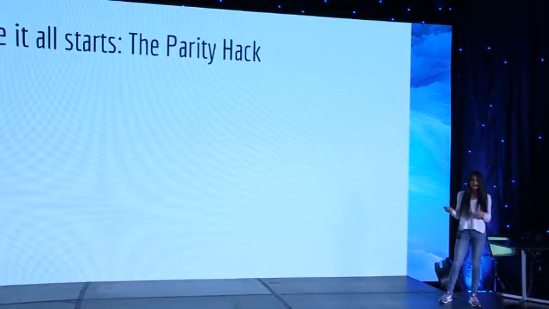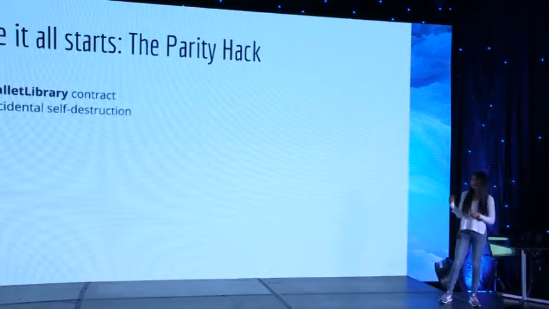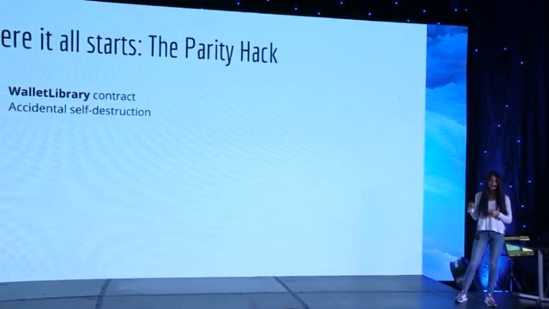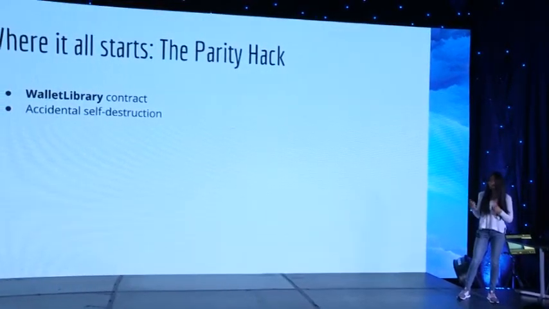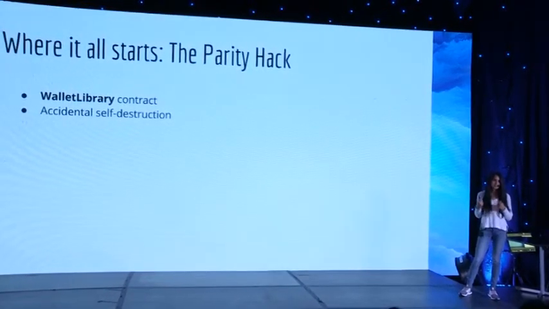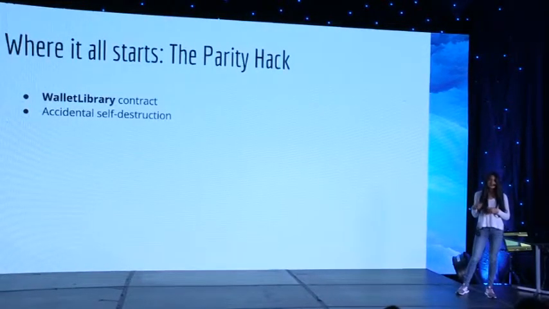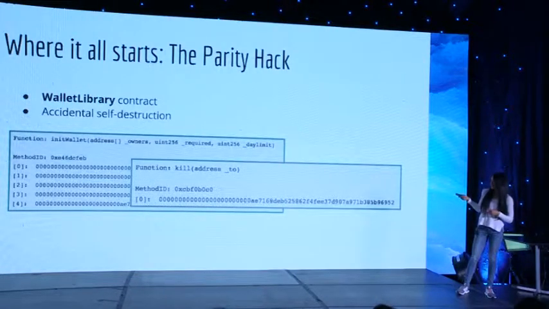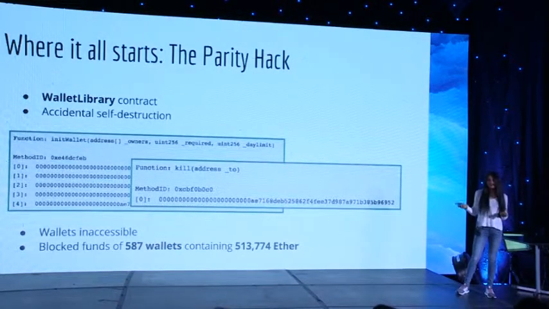Just to recap, where it all starts is the Parity hack, which happened about 6 months ago. As a refresher, there was a wallet library contract that a bunch of multi-sig wallets were using, and some random internet user was able to accidentally self-destruct that wallet. The library wasn't initialized properly, so he was able to initialize it, make himself the owner, and then self-destruct the contract. Those were the actual two transactions that happened. And then all the wallets that were using that library just became inaccessible.